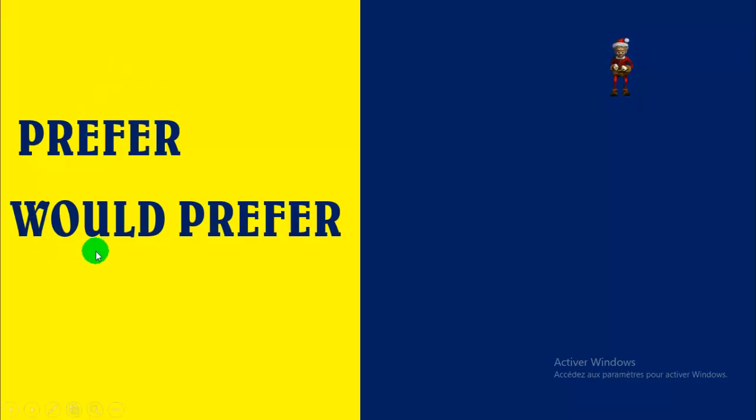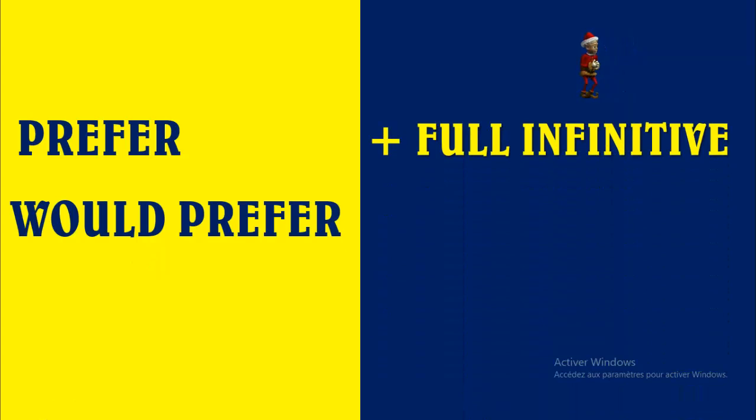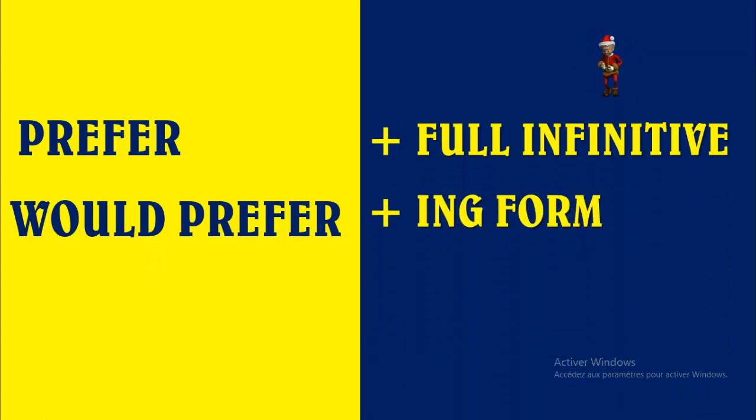Prefer and would prefer are interchangeable. You can use prefer or would prefer at your convenience. Full infinitive, ing form, noun. Meaning what? Prefer and would prefer are followed by the full infinitive or ing form or a noun.